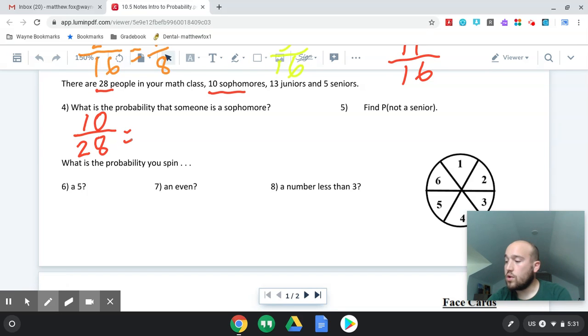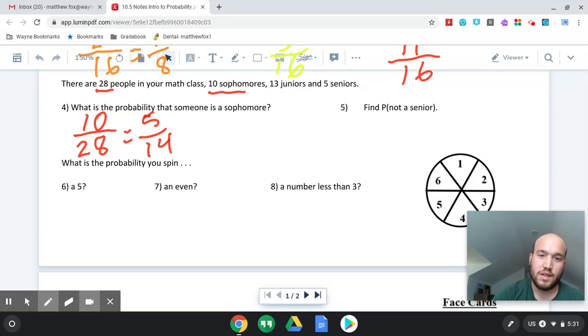Now, in order to solve this, we need to reduce. So 2 goes into 10 5 times, and 2 goes into 28 14 times. And we quick check, can 5 go into 14? No. So we are done.